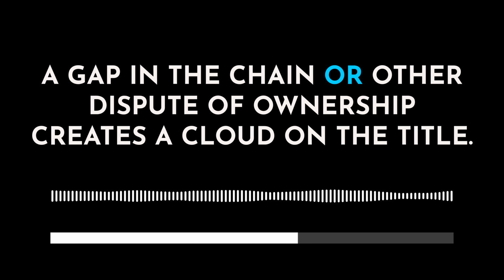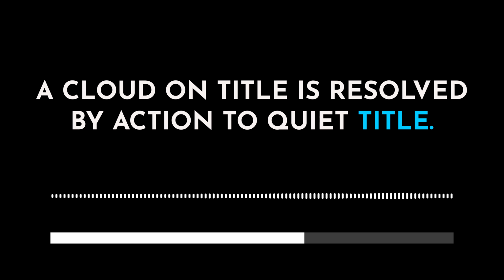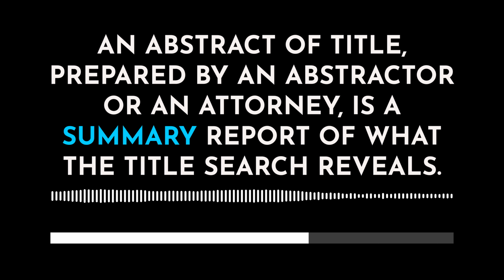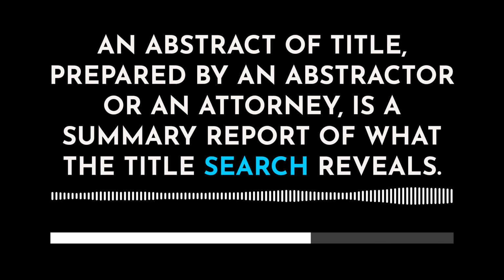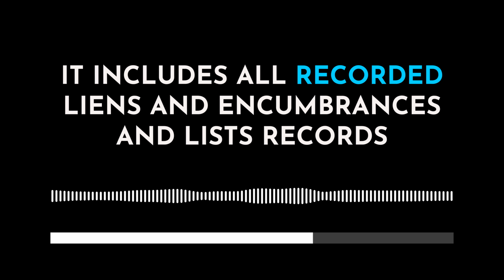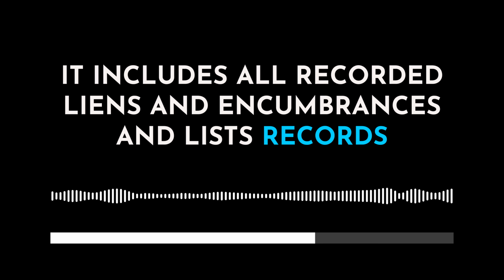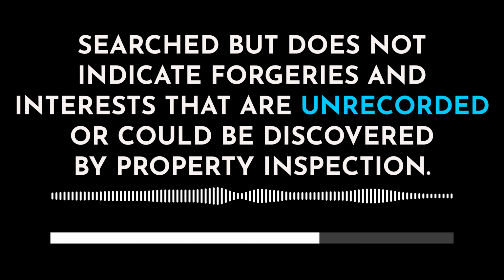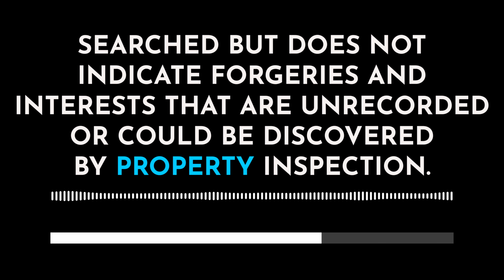A gap in the chain or other dispute of ownership creates a cloud on the title. A cloud on title is resolved by action to quiet title. An abstract of title, prepared by an abstractor or an attorney, is a summary report of what the title search reveals. It includes all recorded liens and encumbrances and lists records searched but does not indicate forgeries and interests that are unrecorded or could be discovered by property inspection.